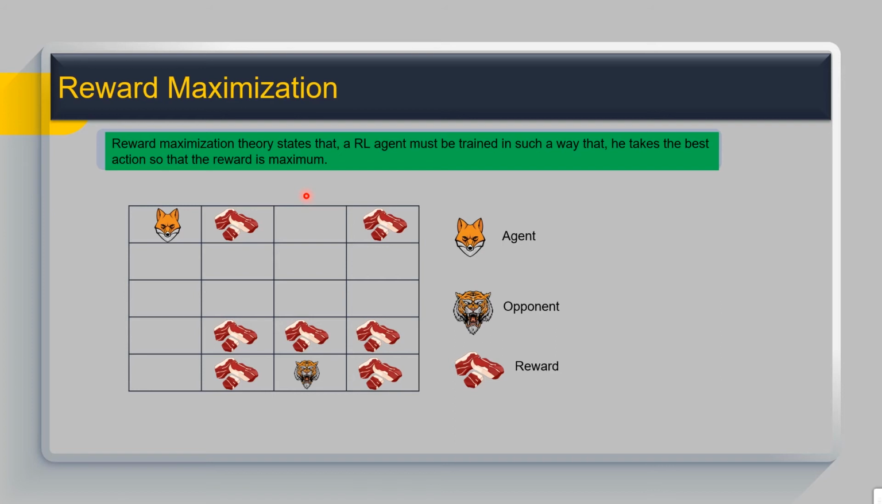I'll be explaining this in depth in the further slides. So don't worry if you haven't got a clear concept yet. But just understand that reward maximization is a very important step when it comes to reinforcement learning because the agent has to collect maximum reward by the end of the game.